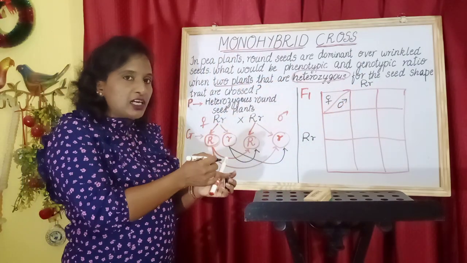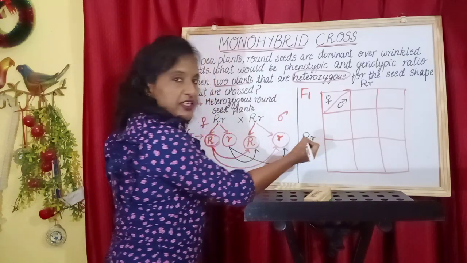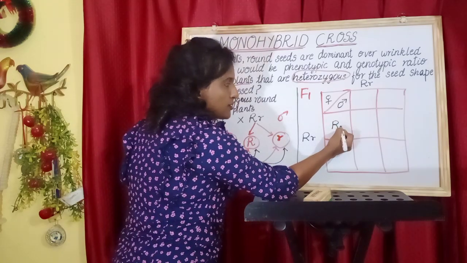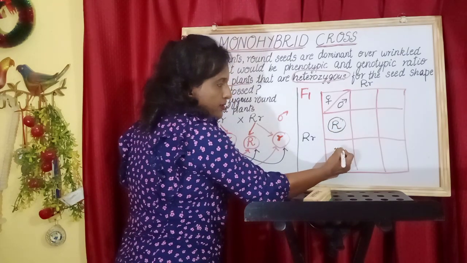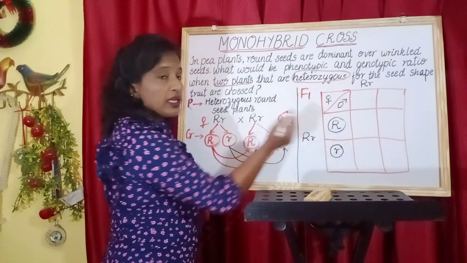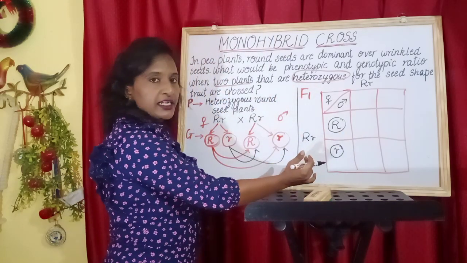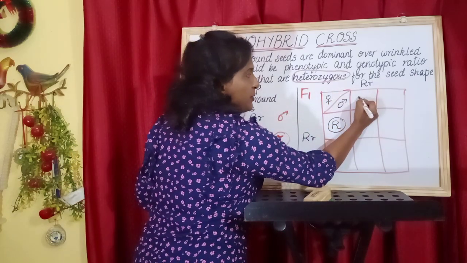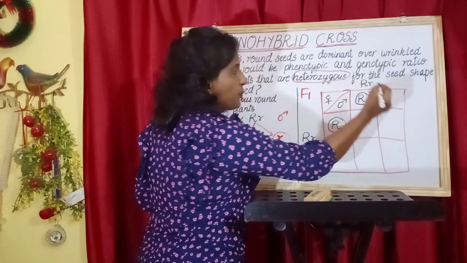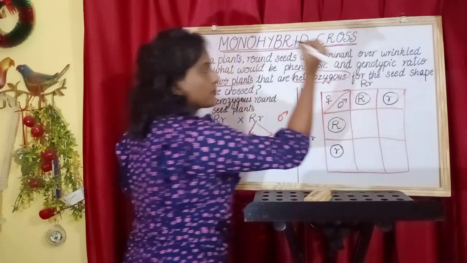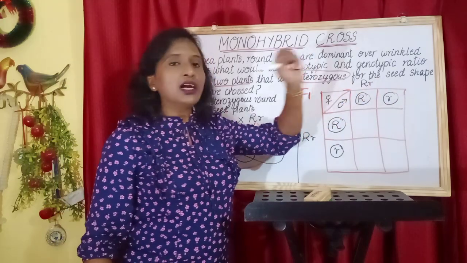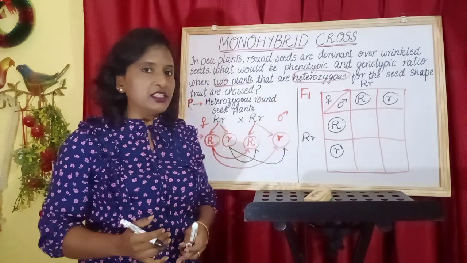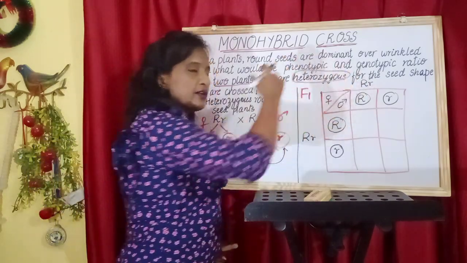So shall we write it down now? How do we write it? The gametes of the first parent are capital R, small r. So I will write down capital R, small r. Again, in the left hand side column we have to mention the parental gametes. The other gametes I will mention in the top row, that is capital R, small r of the other parent. So we have already mentioned which gametes are to be written in the left hand side column and on the top row.